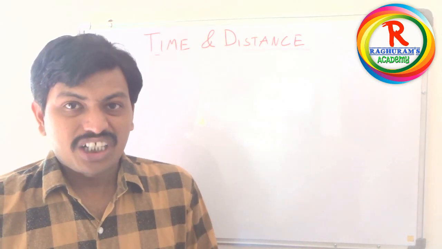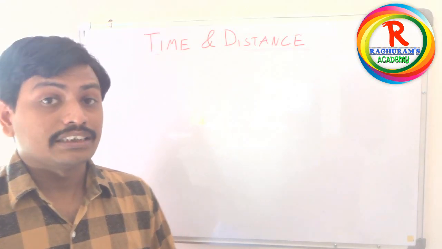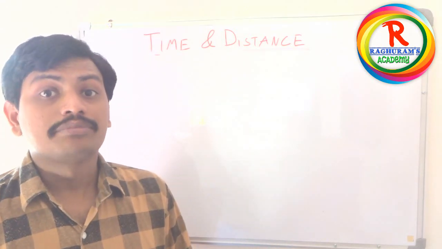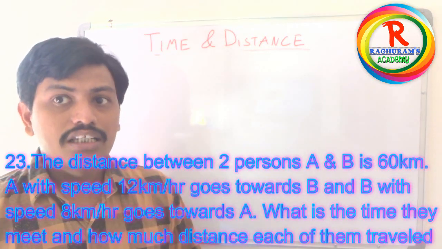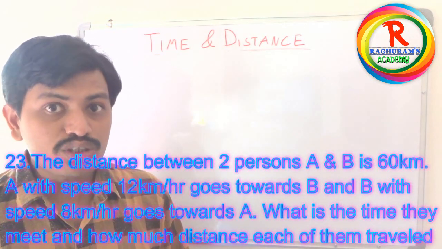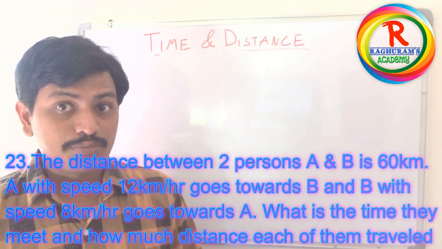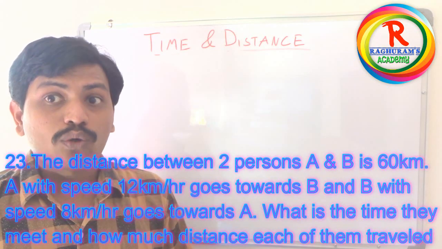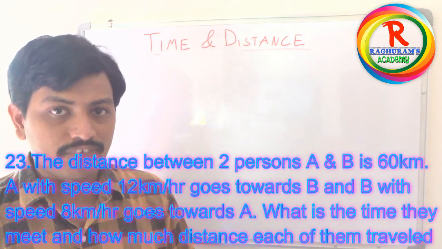Now let us see some more different problems in this part 5. Next, let us see the first problem in part 5. The distance between two persons A and B is 60 kilometers. A with the speed 12 kilometers per hour goes towards B, and B with the speed 18 kilometers per hour goes towards A. What is the time they meet and how much distance each of them traveled?